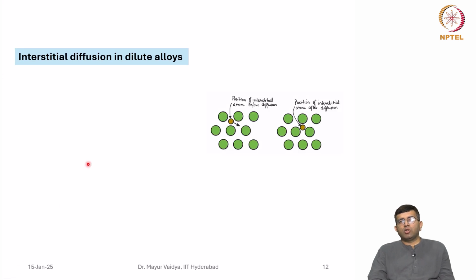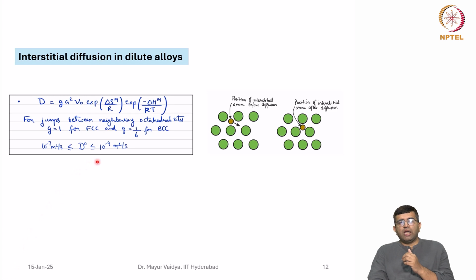Then we also saw this when we were talking about the mechanism. When you have dilute alloys, interstitial diffusion, when it takes place, has only the migration term come into the picture, because in a dilute alloy the probability is that it will always find a vacant interstitial site near to it, and therefore you have only the migration terms, no defect formation terms come into picture.